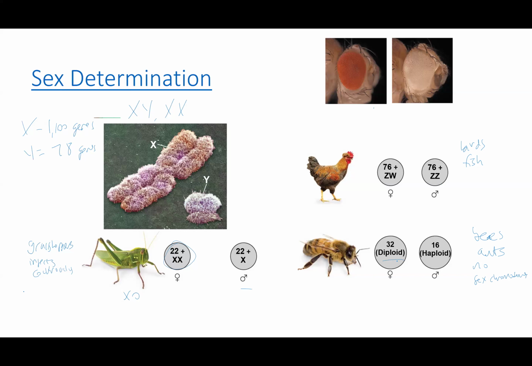If an organism is diploid, if it has the full set of chromosomes, if it develops from a fertilized egg, then it is female. And if it develops from an unfertilized egg, then it is a male. So the males have no fathers.